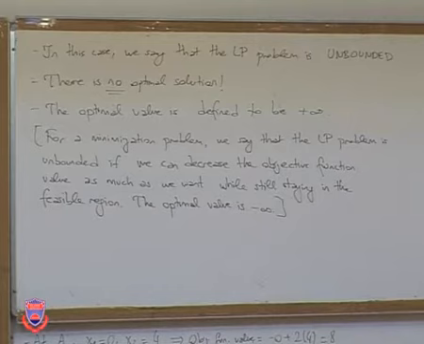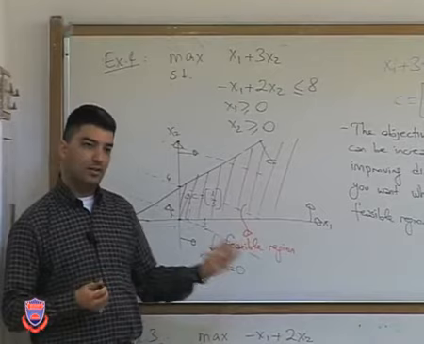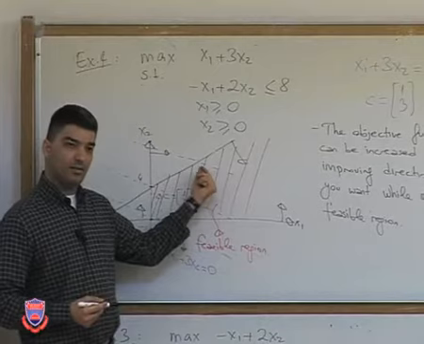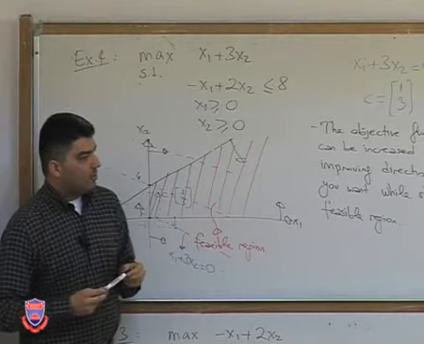And again, that should make perfect sense. If I can decrease the objective function value as much as I want, then I define the optimal value to be minus infinity. Again, for a minimization problem, I cannot talk about an optimal solution. There's no optimal solution either in that case. Intuitively, it makes perfect sense because if you tell me there's an optimal solution, I can always find a better one. So the optimal value will be defined to be either plus infinity or minus infinity, depending on whether it's a minimization or maximization problem.